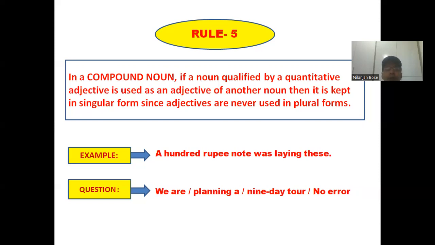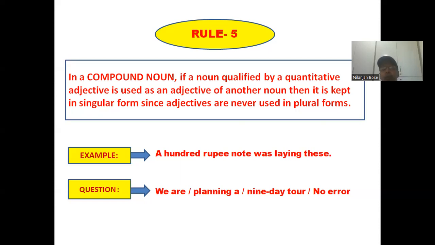Now, 100 rupee note. If you're talking about 100, then definitely it comes to your mind that it means the plural one, but actually it is not plural. Now, 100 rupee note, you are talking about one note, and the denomination is 100, right? You should not use 100 rupee notes or 100 rupees note, correct? Because it is in the singular form and adjectives are never used in the plural form, right?